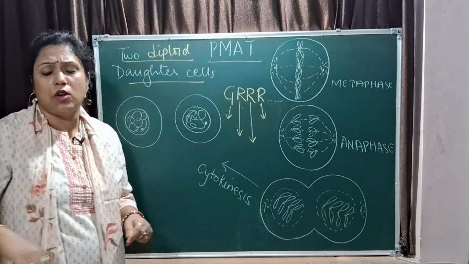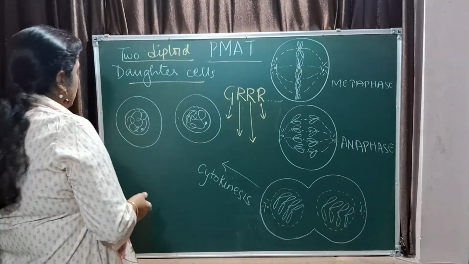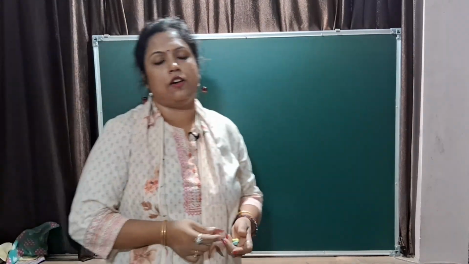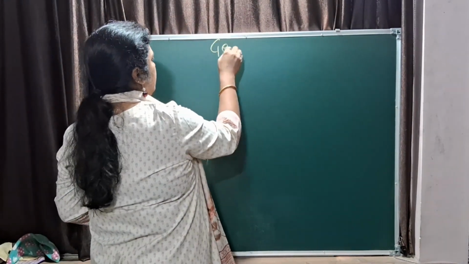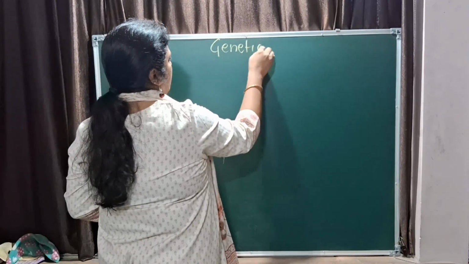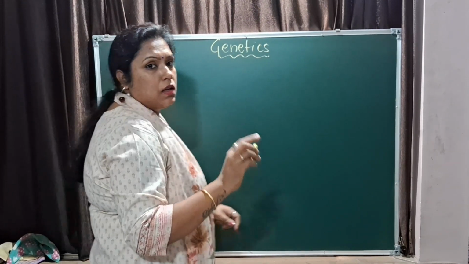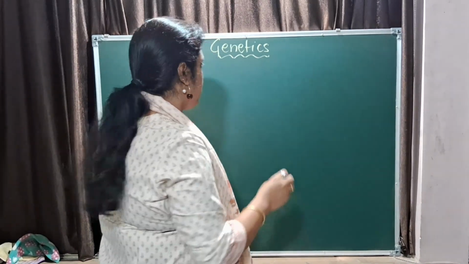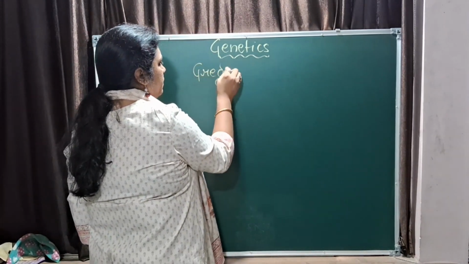Now, next we will talk about genetics, the next aspect of basic biology. Next part of basic biology is genetics. In genetics, what you must know is the father of genetics, who is Gregor Johann Mendel.